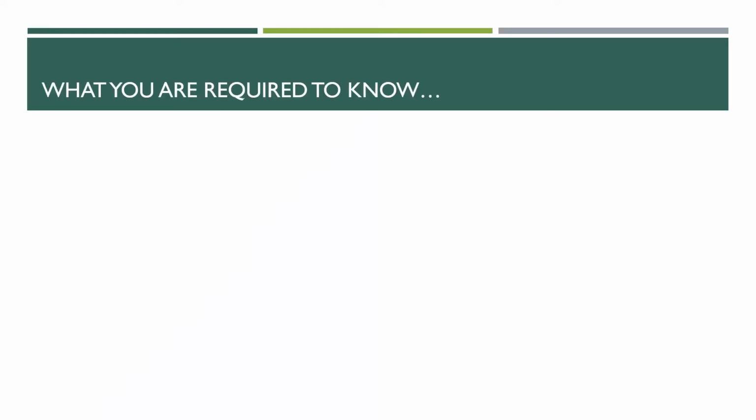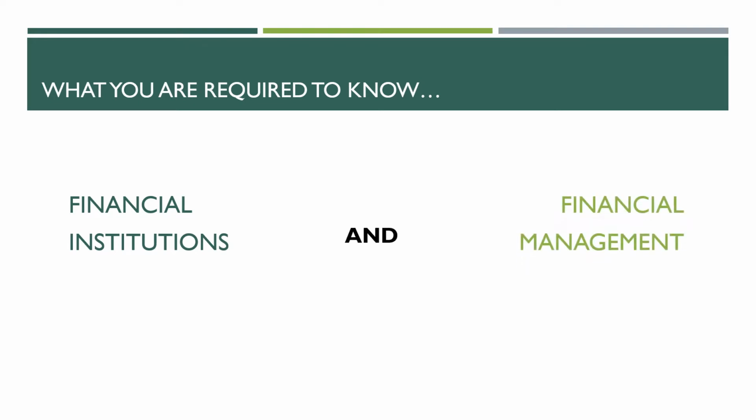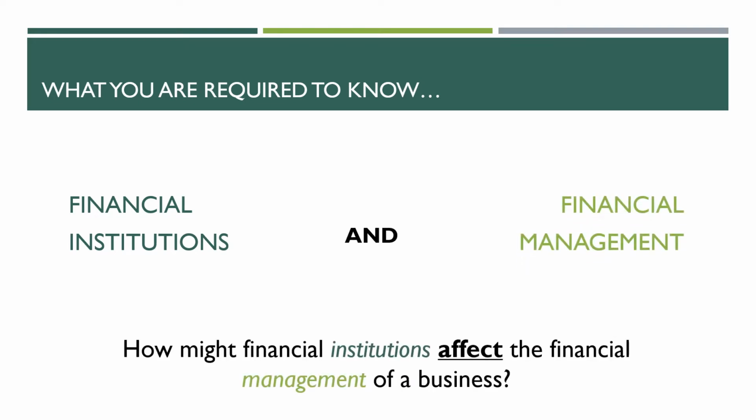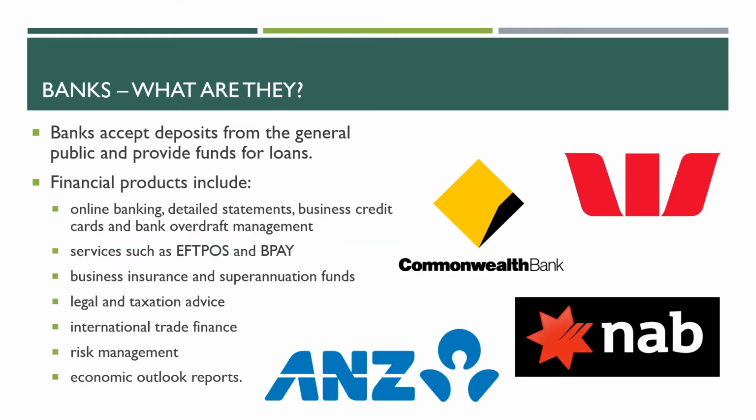But what is really important is that what you are required to know is not just the definition of the financial institution, you need to know about financial management and how financial institutions might actually affect the financial management of the business. So yes, it's important for you to know the definitions, but as you'll see throughout these slides, we're also looking at what is the financial institution, but what is the effect of the financial institution on financial management. Remember, this is under the influences section of the syllabus, so we have to look at how it influences the business. So first of all, we're going to start off with banks.